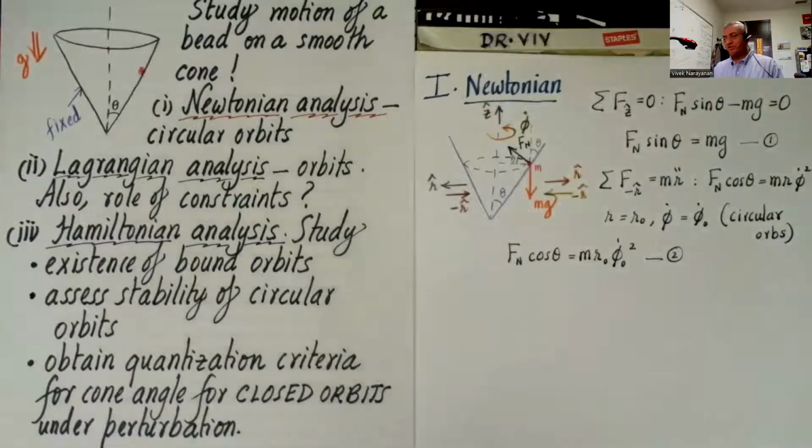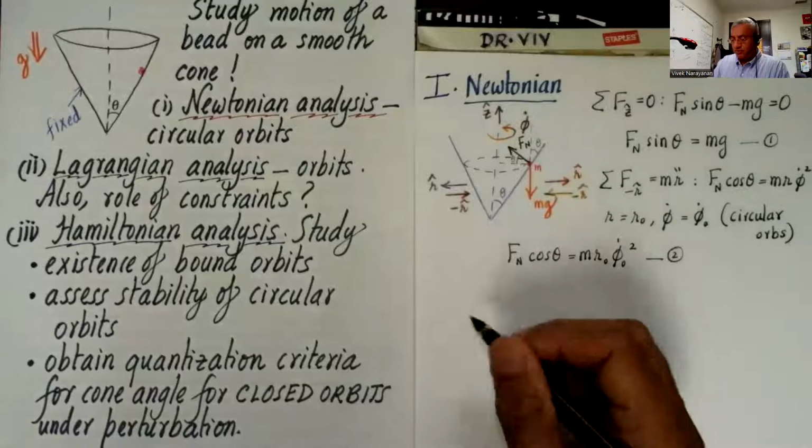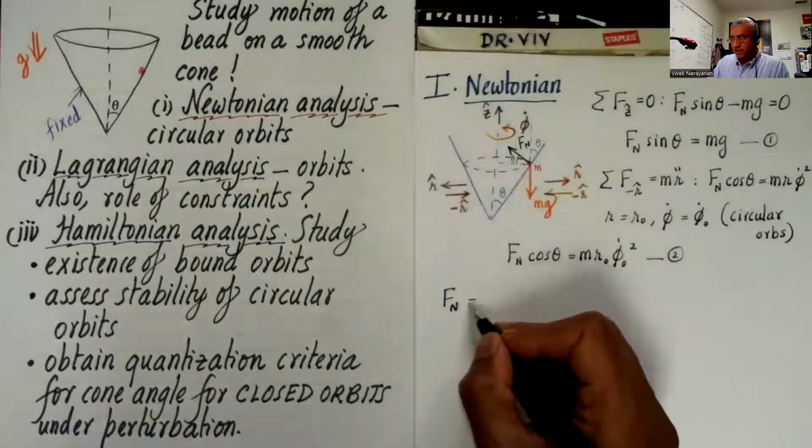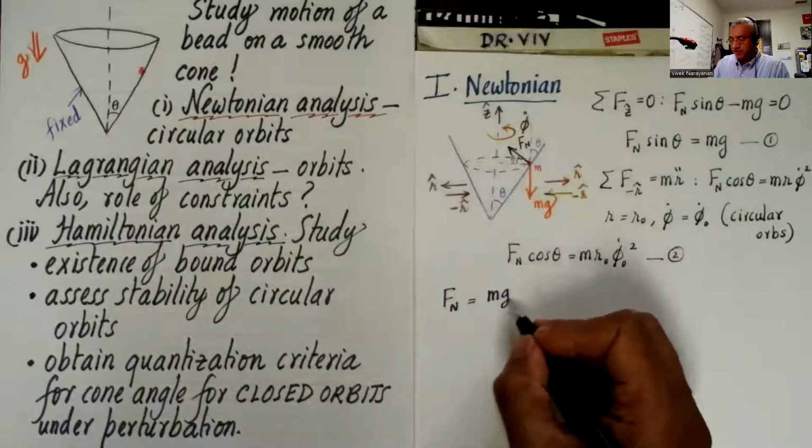Equations 1 and 2 can be simultaneously solved. First of all, notice that from equation 1, I can immediately grab my normal force. So the normal force Fn is just mg divided by sine theta.